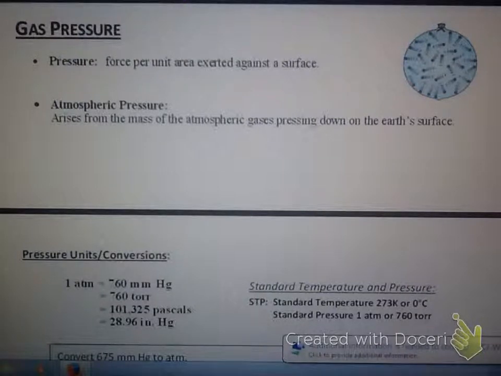Okay, we're still in chapter 12 and we're looking at properties and behaviors of gases. And this is the second video. In this video, we're going to be looking at some of the properties that we can measure for a gas. And we're going to start with gas pressure.